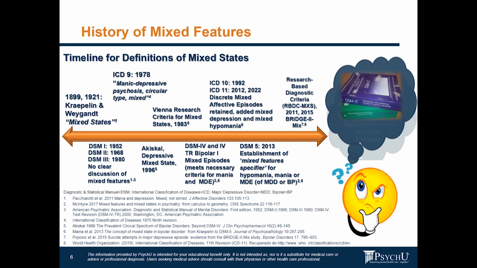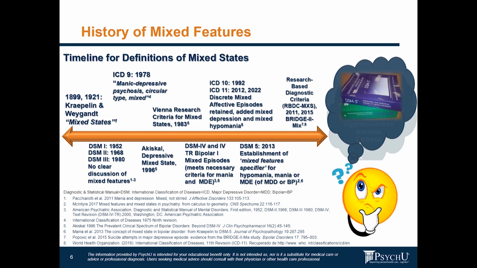What I'd like you to do is notice how the slide is divided up, both on top and below the arrow. The top timeline is essentially the timeline of mixed states within Europe, where, frankly, the greatest developments have happened in the conceptualization of mixed states over the last century plus. The lower level is the history, much more recent, you'll notice, in the United States. And we'll talk about how those evolved and where they're bringing us to this day. So we start back in 1899, 1920 with Kraepelin.